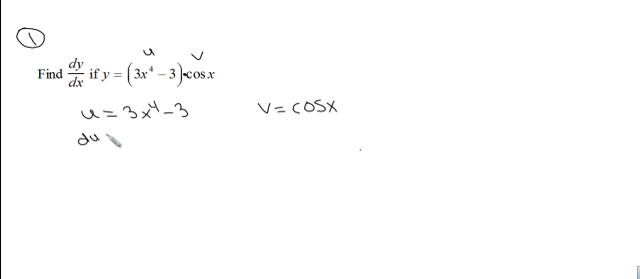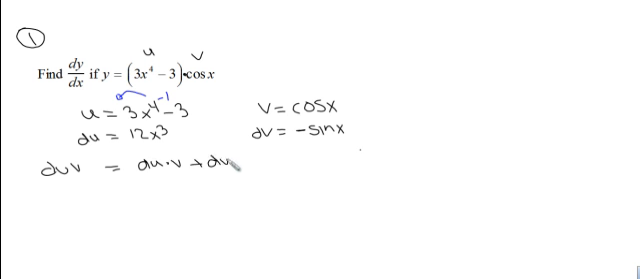So the derivative of u is 12x to the third. Remember, you're multiplying the 4 and the 3 and then subtracting 1. The derivative of a 3, a constant, is 0. And the derivative of cosine is negative sine of x. So we're going to use the product rule. So remember, the derivative of u times v plus the derivative of v times u.